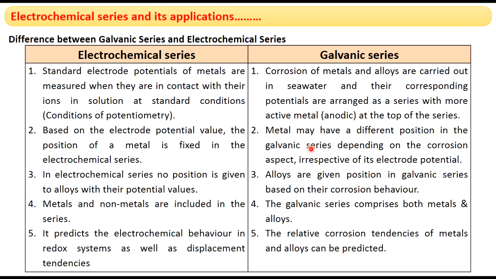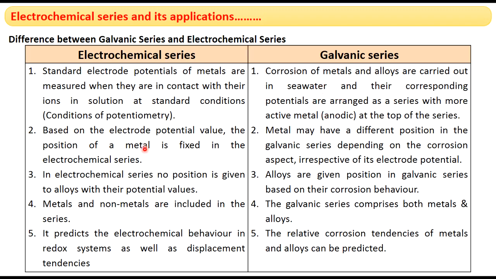Difference between galvanic series and electrochemical series. In the electrochemical series, we consider the SRP values or standard electrode potential values of metals and non-metals. In other words, we consider potentiometric conditions. In the galvanic series, we consider the nobility of metals and alloys also. And the environment considered here is seawater.